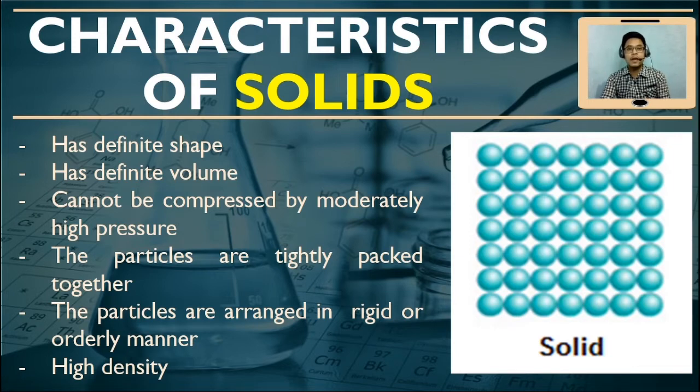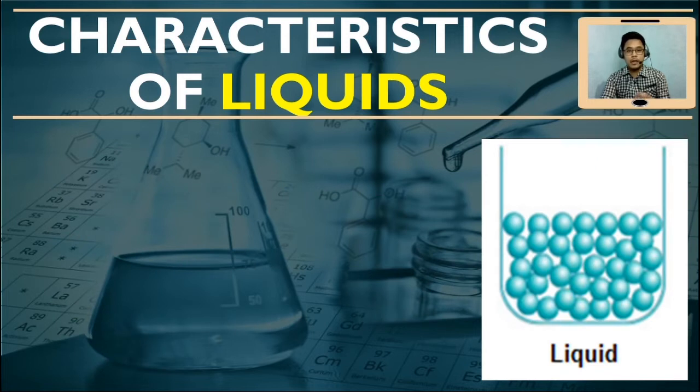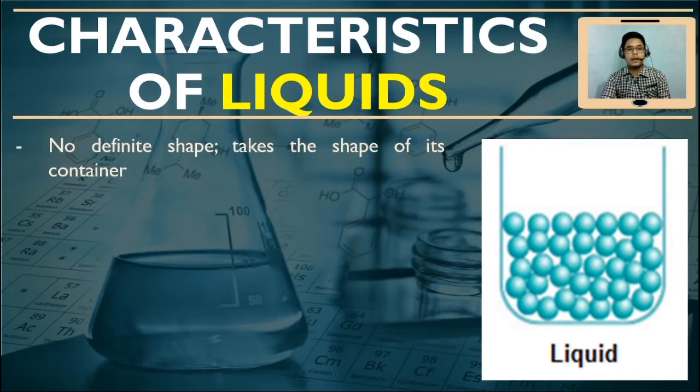Now let's have the different characteristics of liquids. First, it has no definite shape because it takes the shape of its container. For example, if you put water in a regular shaped container, it will only take the shape of that specific container.